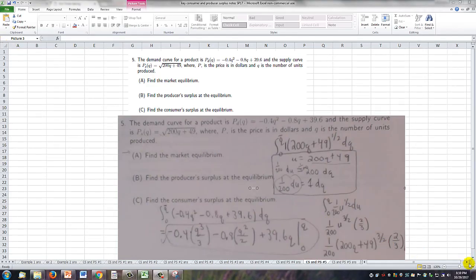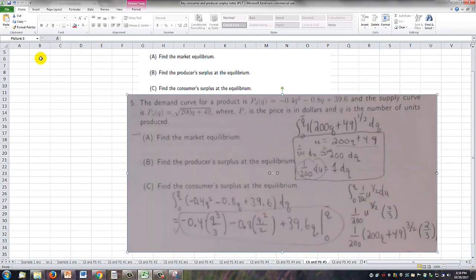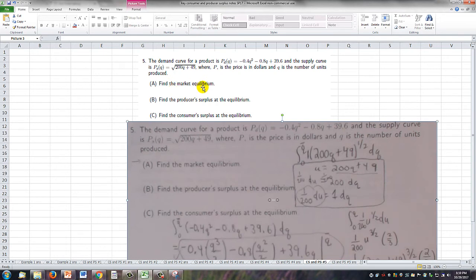Okay, so now I'm back in Excel, and I have everything I need to be able to find the market equilibrium, the producer surplus, consumer surplus. So for the market equilibrium, Q is my input. I'm going to type in my demand equation, my supply equation, and my difference. The demand equation is P sub D of Q. That means demand curve right there. Negative 0.4 times Q squared minus 0.8 times Q plus 39.6.